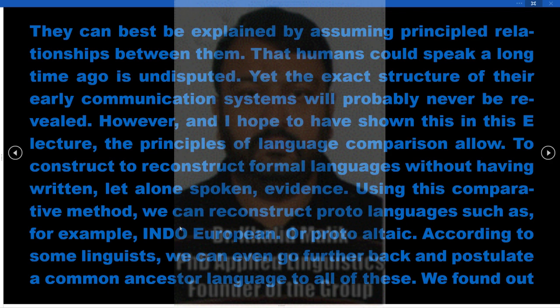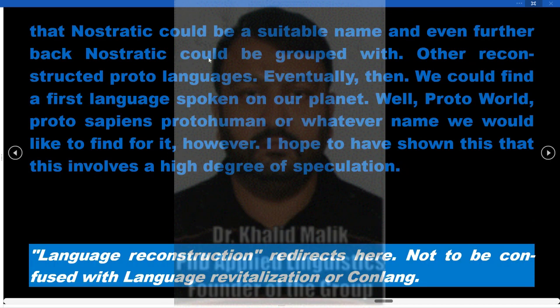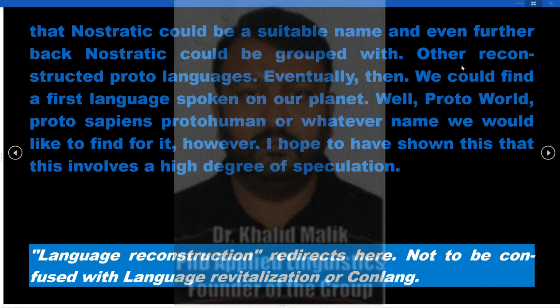Using this comparative method, we can reconstruct proto-languages such as, for example, Indo-European or Proto-Altaic. According to some linguists, we can even go further back and postulate a common ancestor language to all of these. We found out that Nostratic could be a suitable name, and even further back Nostratic could be grouped with other reconstructed proto-languages. Eventually, then, we could find a first language spoken on our planet. Well, proto-world, proto-sapiens, proto-human, or whatever name we would like to find for it. However, I hope to have shown that this involves a high degree of speculation.